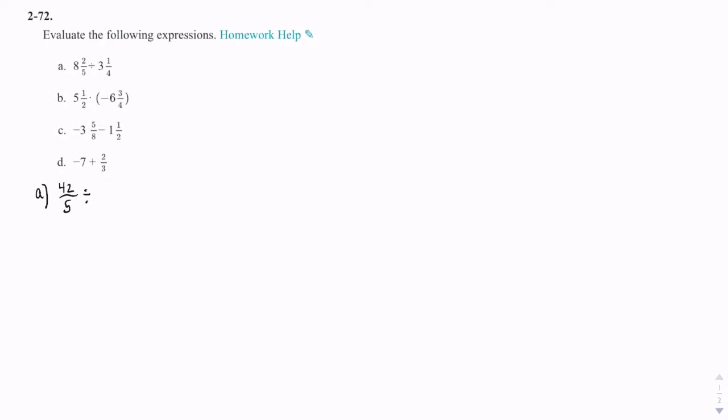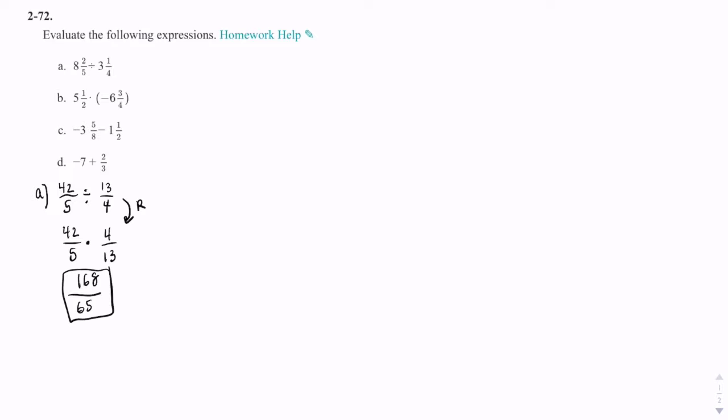divided by 3 1/4, which is 13/4, right? So when we divide fractions, what we're really doing is multiplying by the reciprocal of this one, 4/13, right? So now we multiply the numerators: 42 times 4, that's 168. And 5 times 13 is 65, right? And you can leave it as an improper fraction.